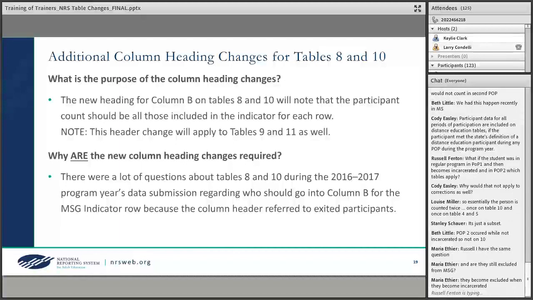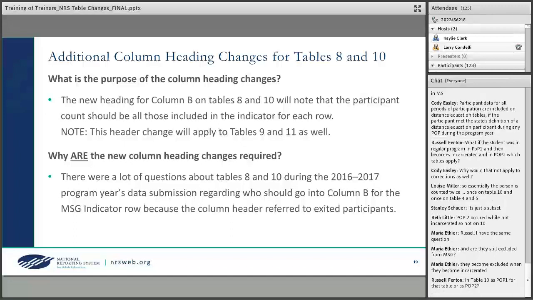Louise Miller says essentially the person is counted twice. Well, right. Not really, but they're reported twice. So they're reported in tables 1 through 4 and reported in 10 as an incarcerated individual who's in the program. So that's great.